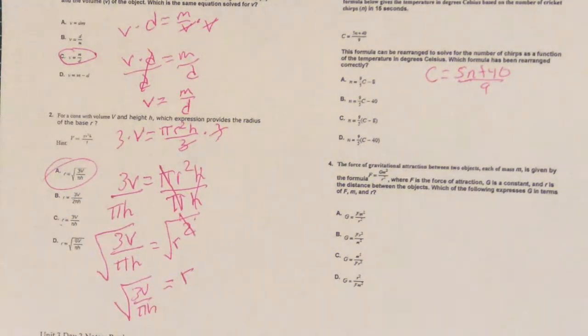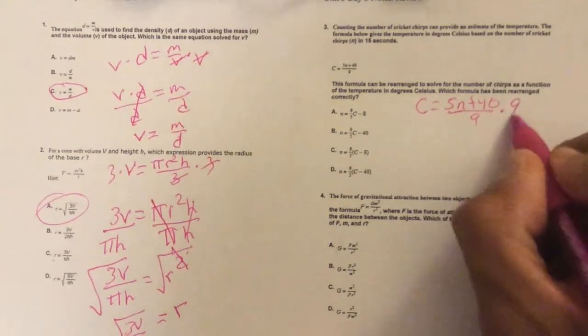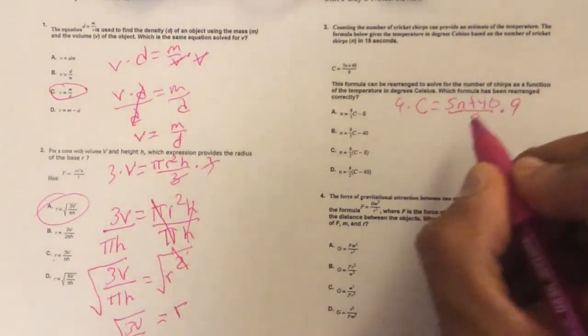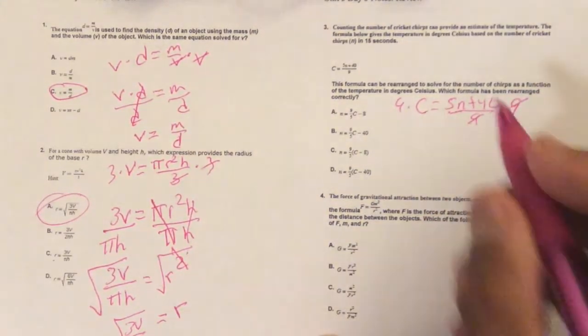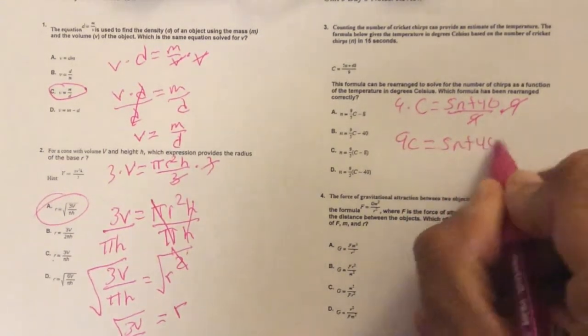Okay. Moving on. Number 3. They're telling me that that's the equation and they want me to solve for n. So the first thing I need to do is multiply by 9 because I want to get rid of that fraction. And of course I do that to both sides. So 9 times c is 9c equals 5n plus 40.